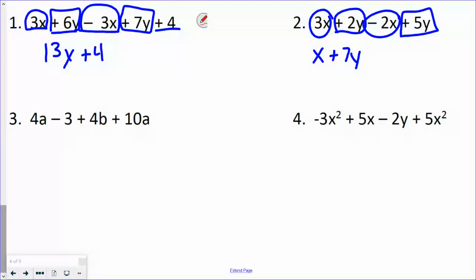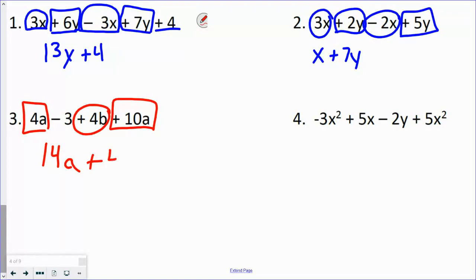Alright, now I have 4a and a 10a. Together that makes 14a. I only have one b, there's nothing to put with it, so I keep that 4b as it is, and my constant of minus 3.